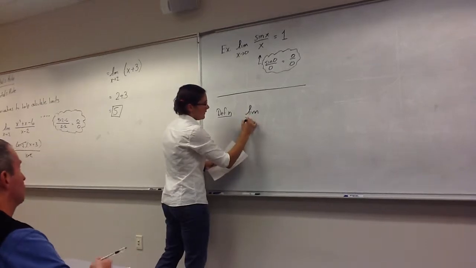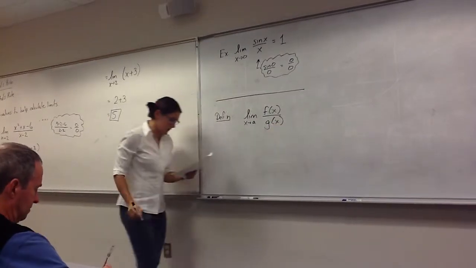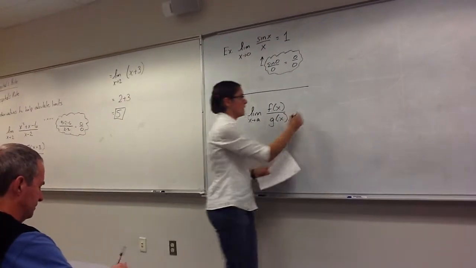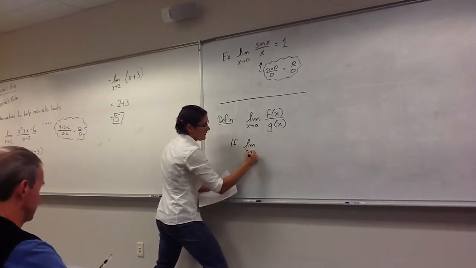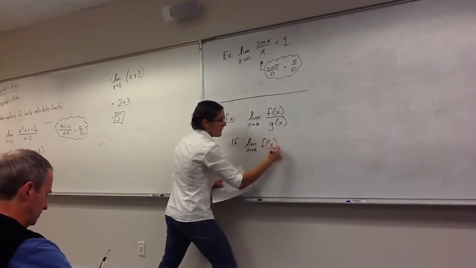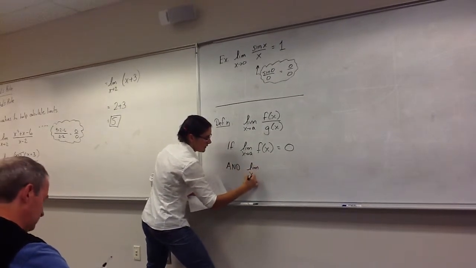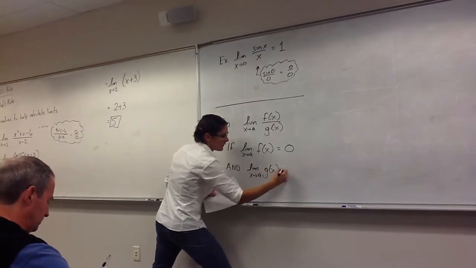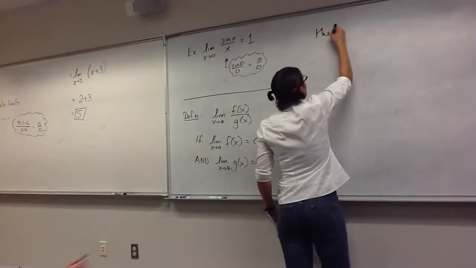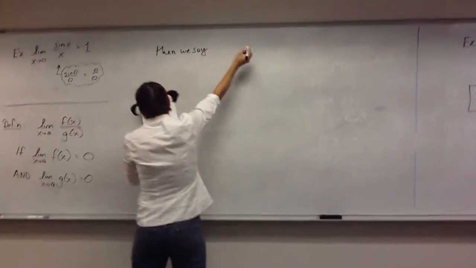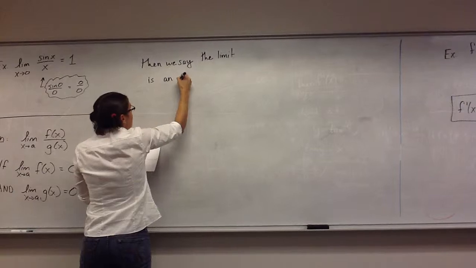If I have a limit as x approaches a of f of x over g of x, and if the limit as x approaches a of f of x is equal to 0, and the limit as x approaches a of g of x is equal to 0, then we say that the limit is an indeterminate form.